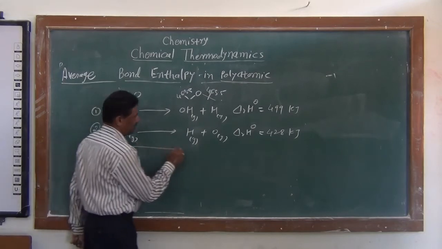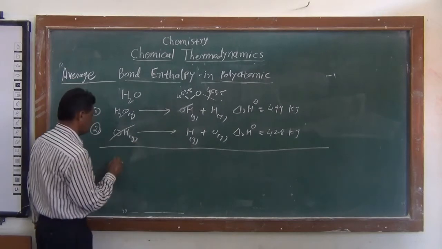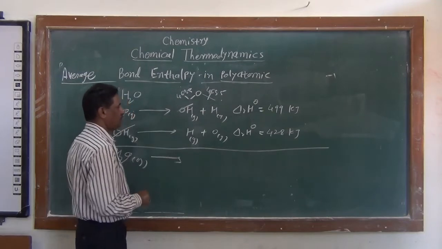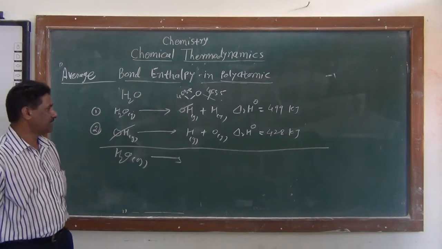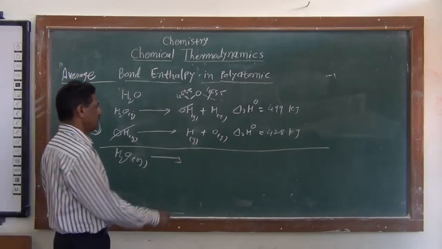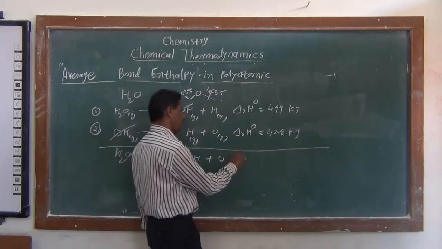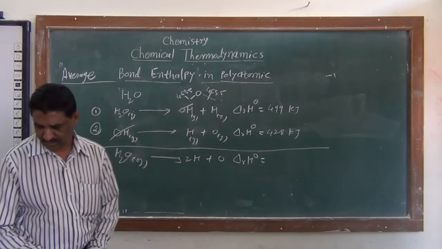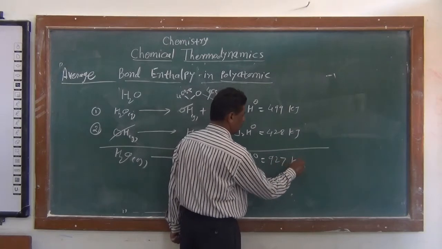Addition of these two reactions gives the first reaction. They cancel each other. Here H2O gas gives out. Here the reaction is OH plus H, meaning twice H, plus O, and here delta rH0 is equal to 927 kilojoules.